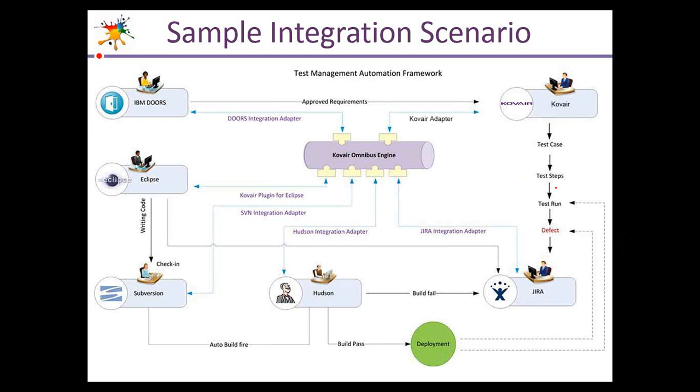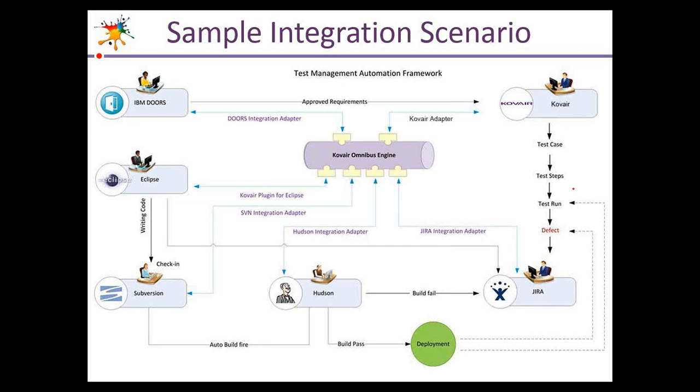Now, with the workflow engine that Kovair provides, what happens is that when the code gets checked in, this code gets related with the requirement that has flown from DOORS into Kovair, and shows the traceability that this requirement is related to this code. And the test cases which are getting prepared by the testing team in Kovair also get related with the requirements that came from DOORS.